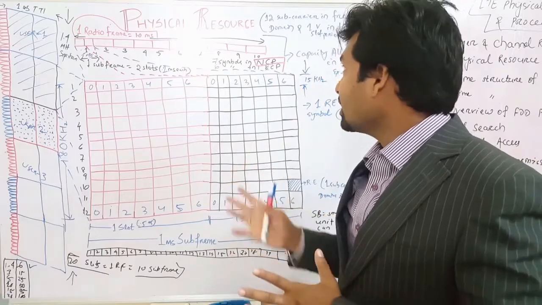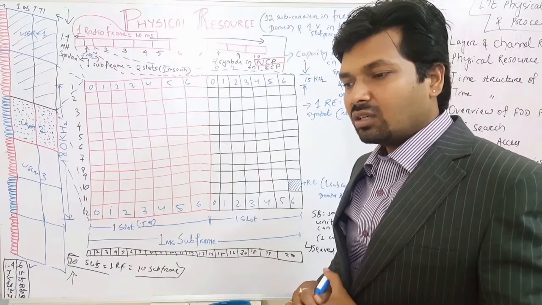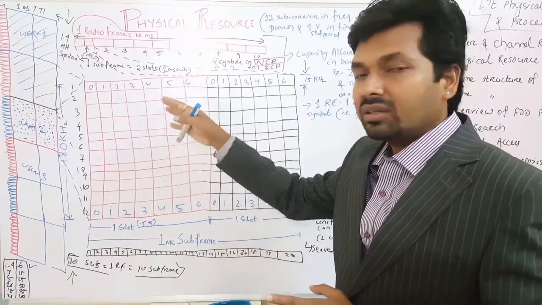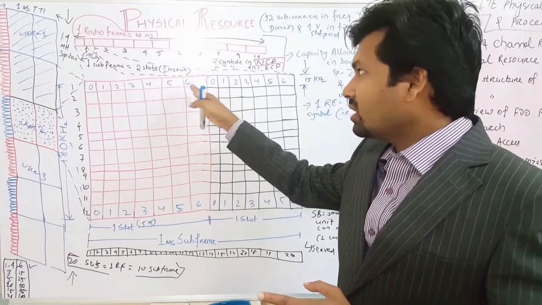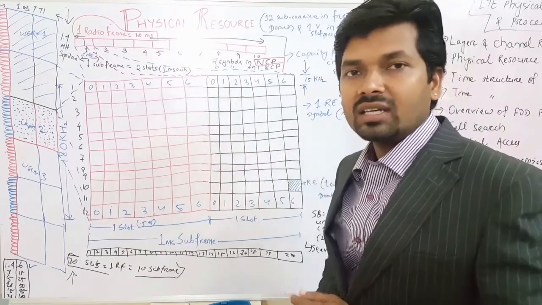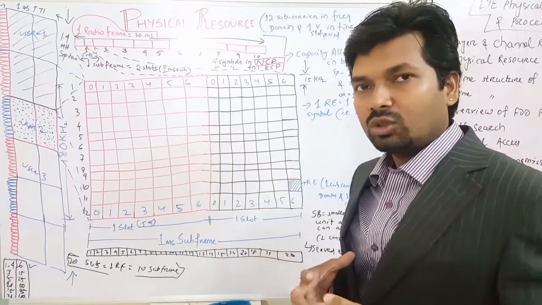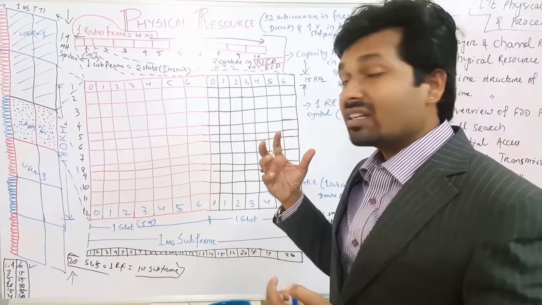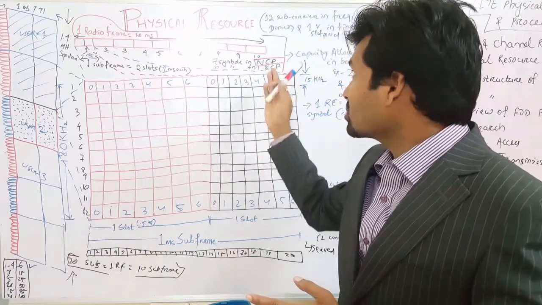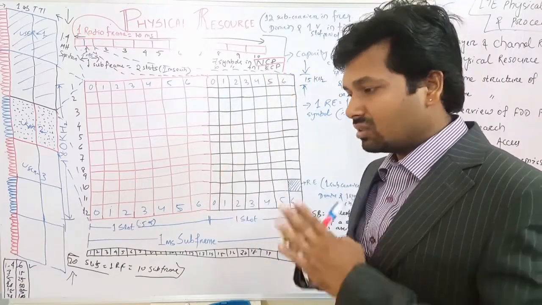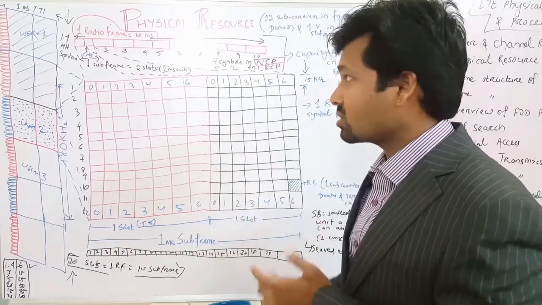So why do we use normal and extended? Extended cyclic prefix gives us a robust technique to address inter-symbol interference. Due to multipath, one symbol's timing overlaps with the other one. So if we have an extended cyclic prefix, we can have a better technique to address this inter-symbol interference. That we'll see in a different chapter, because cyclic prefix is something we need to see in an elaborate manner. Today we are just focusing on the resource side, or the physical resources.